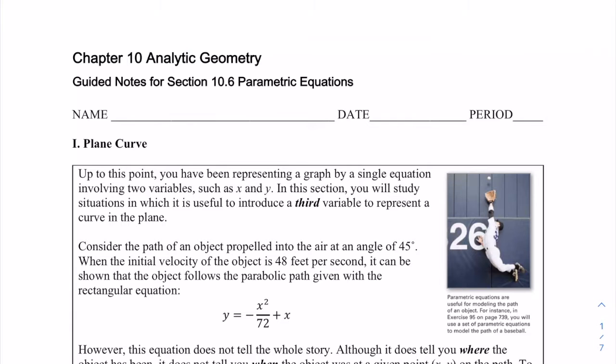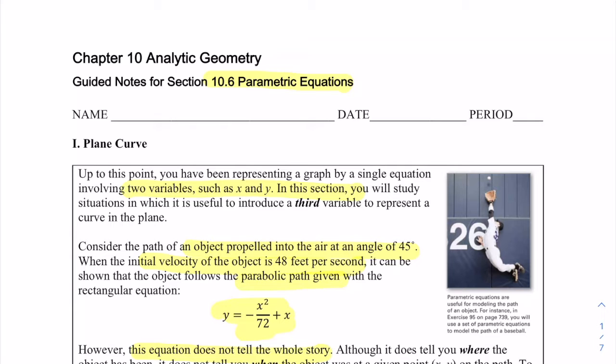Welcome back. Today we're going to look at parametric equations, which is actually very useful because traditionally we have graphed equations using two variables. So say we have this instance where we have an object being propelled in the air at an angle of 45 degrees and has an initial velocity of 48 feet per second. Well, we can show that parabolic path with this equation. But this equation does not tell us the whole story.